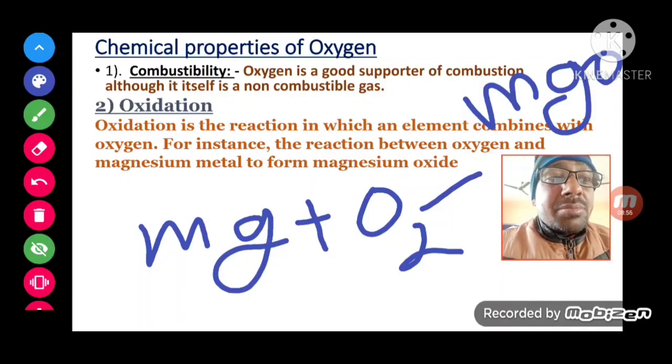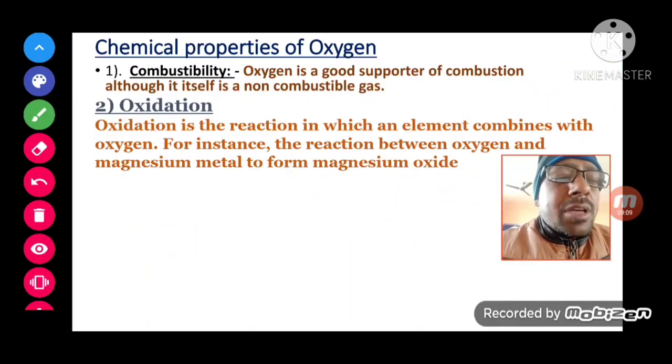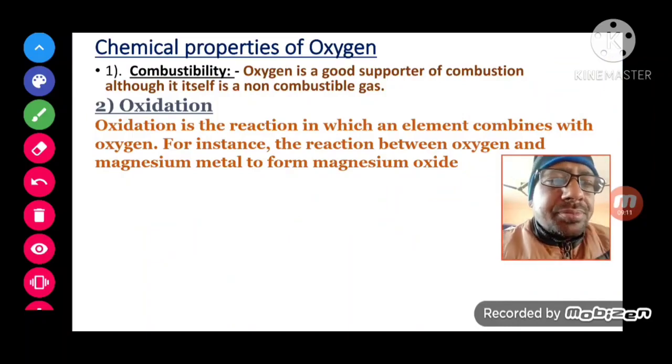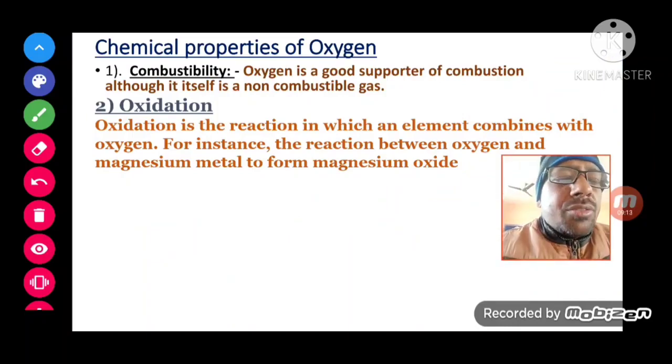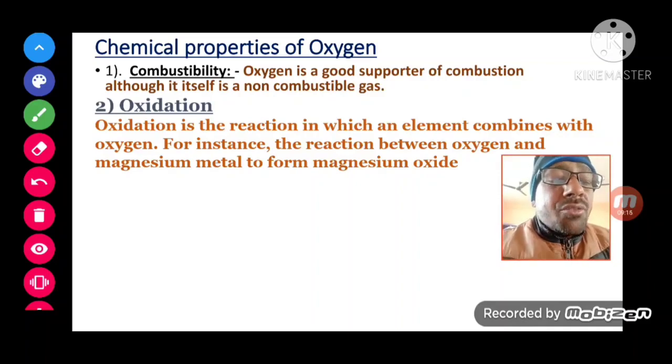And magnesium is used in fireworks and many crackers, because it creates dazzling light. That's why magnesium is used. So these are the examples of chemical reaction. What is oxidation? Again I am going to ask. Whenever a metal reacts with oxygen to form a metal oxide, that is called oxidation.